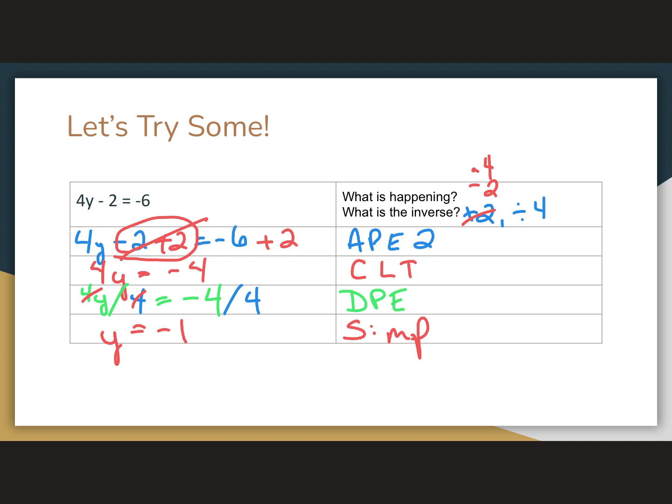y is negative 1. I can check my answer by putting it back into my original equation. 4 times negative 1 instead of y, minus 2 equals negative 6. 4 times negative 1 is negative 4, minus 2 equals negative 6. Negative 4 minus 2 is negative 6. So I get negative 6 equals negative 6, which is true. Okay, let's try another one.